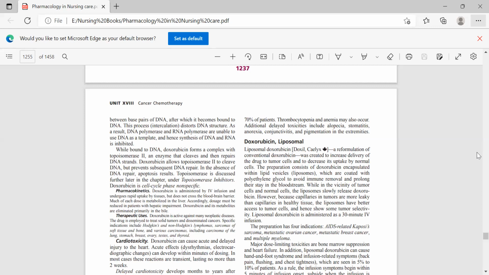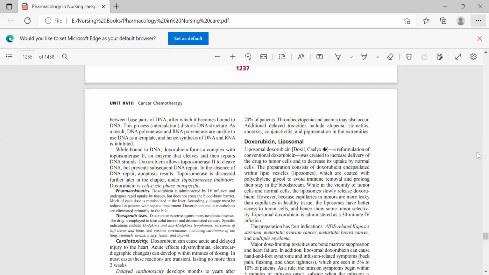The indication of doxorubicin is against many neoplastic diseases, especially solid tumors and disseminated cancers, specifically Hodgkin's and non-Hodgkin's lymphoma, sarcomas of soft tissue and bone, and various carcinomas, including carcinoma of the lung, stomach, breast, ovary, testes, and thyroid.